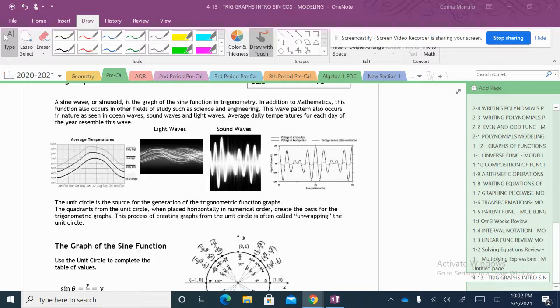Average daily temperatures for each day of the year resemble this wave. So they give you examples of the different kinds of waves: the average temperature, the light waves, the sound waves.